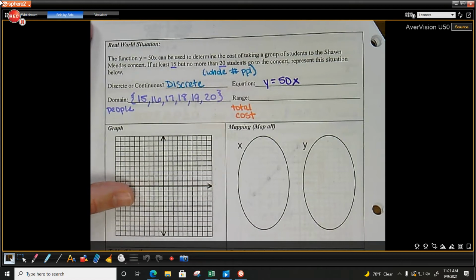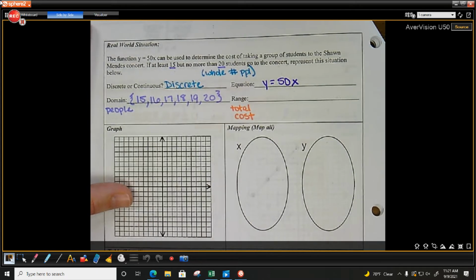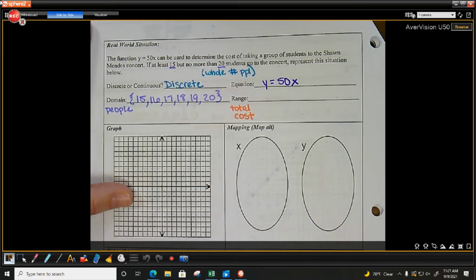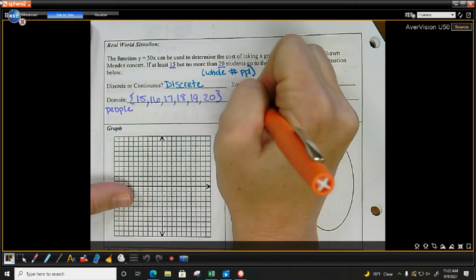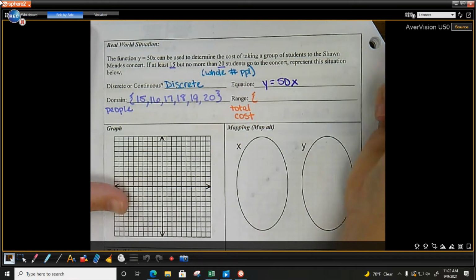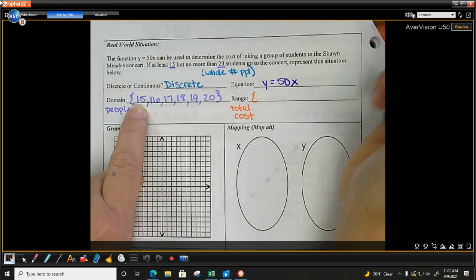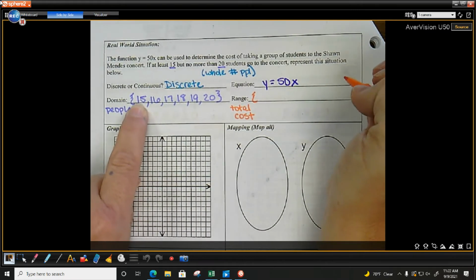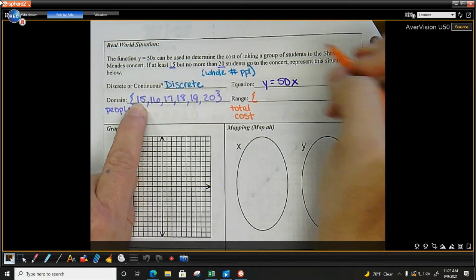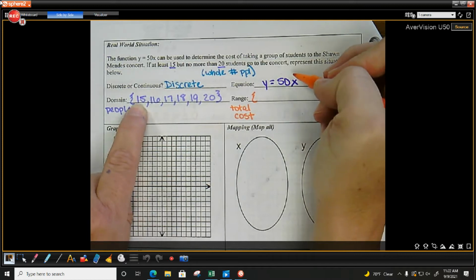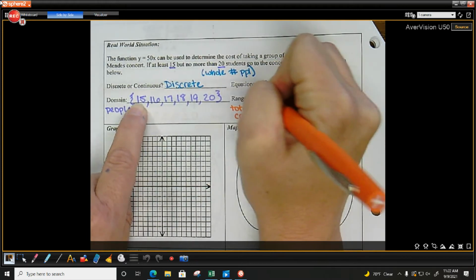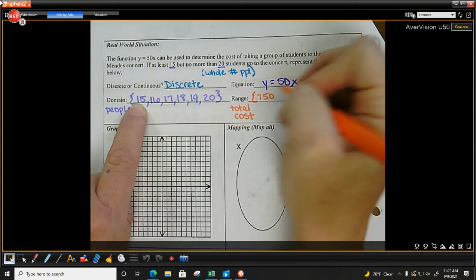Like I said last class, you use your equation and your domain to figure out your range. Okay? Normally the domain you can figure out just by reading the word problem. The range you have to use some calculation to figure it out. Okay? I'm also listing it out because it's discrete. If 15 people go, how can I figure out the cost? 15 times 50, and you get, so if 15 people go, it costs $750.